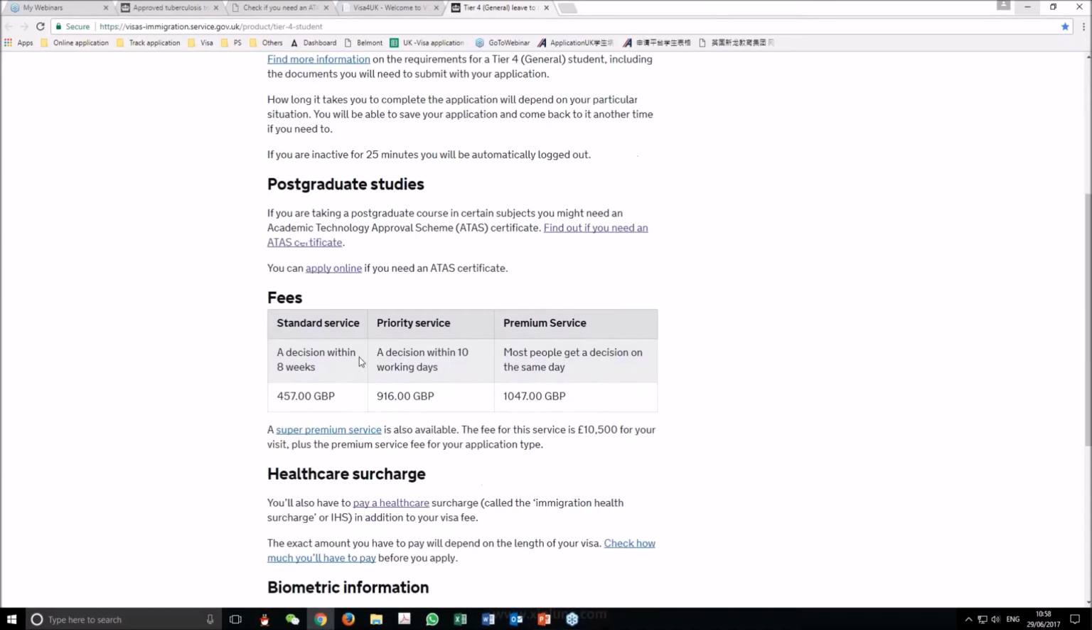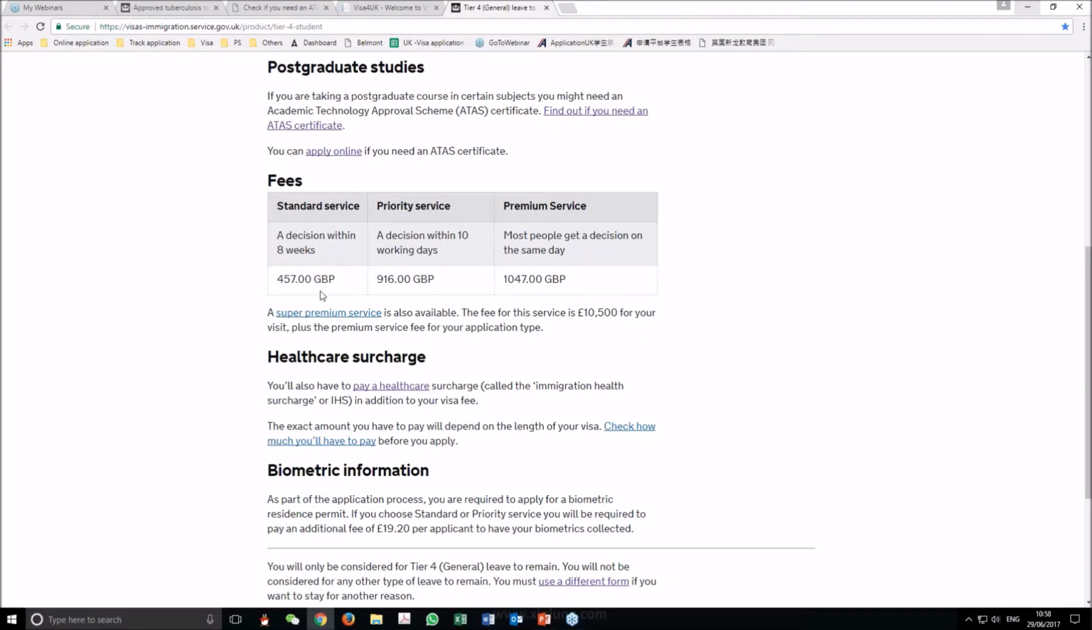Okay, it tells you how much we should pay for our application fees. There are 3 different kinds of services. Standard service is £457, which means everything is done by post. You send your documents to Home Office by post, and the Home Office send their decision back by post. It takes about 8 weeks.